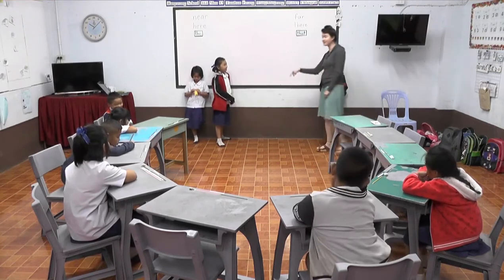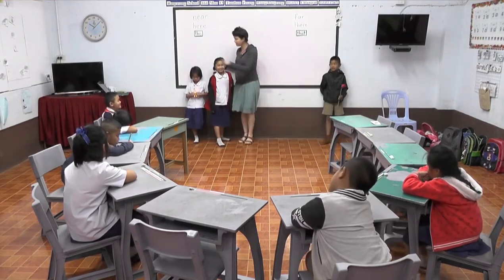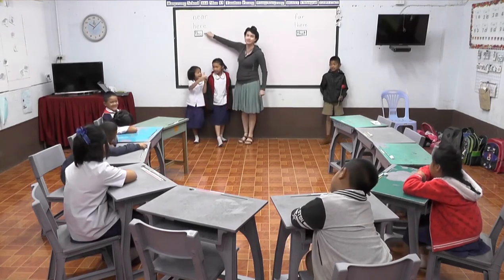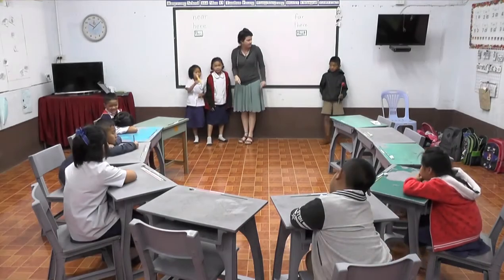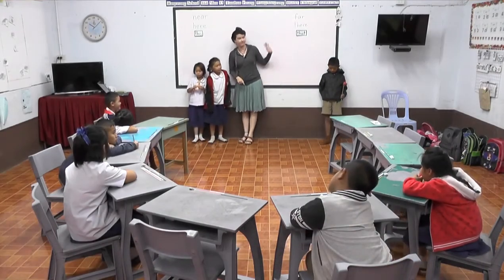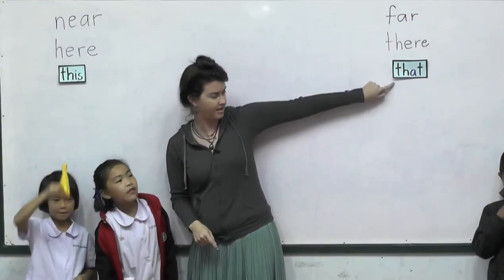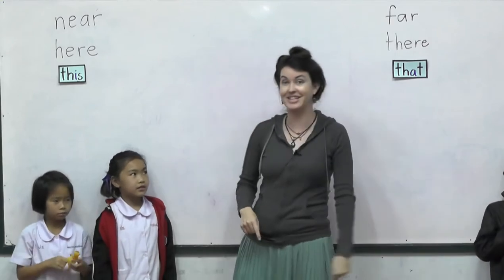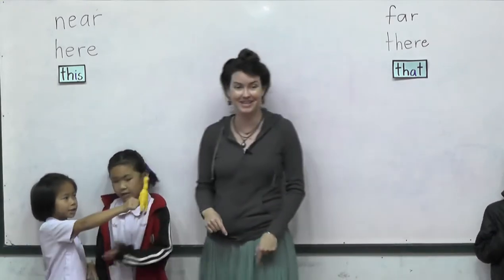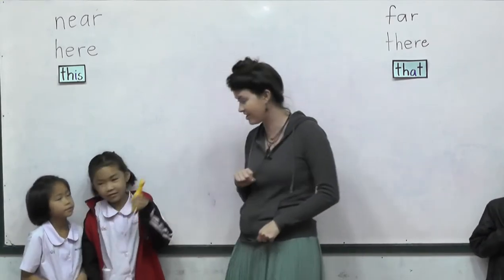Good. Nadia is close or near the chicken, so we say this chicken. And that flower is far away, so we say that flower. Good job, friends. Very nice practicing. Okay, you can hold the chicken.